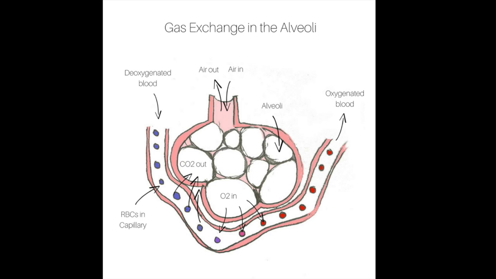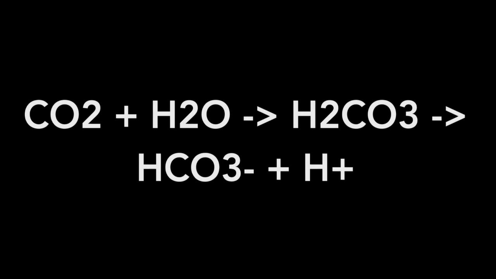Carbon dioxide readily reacts with water to form carbonic acid, which breaks down into bicarbonate ions and hydrogen ions. Too many or too few hydrogen ions can result in acidosis or alkalosis, or body conditions that are too acidic or too basic.